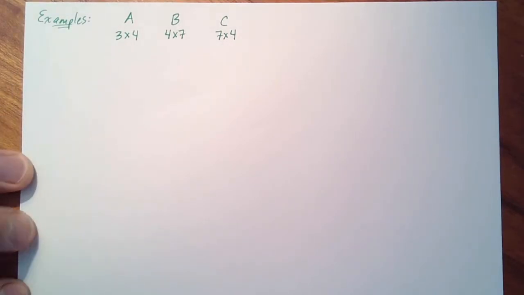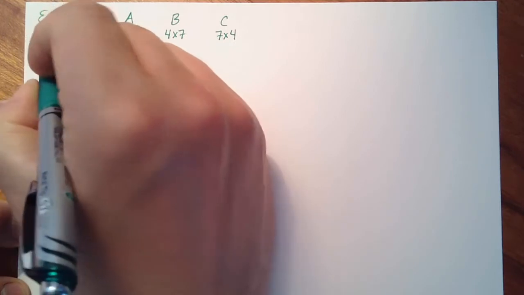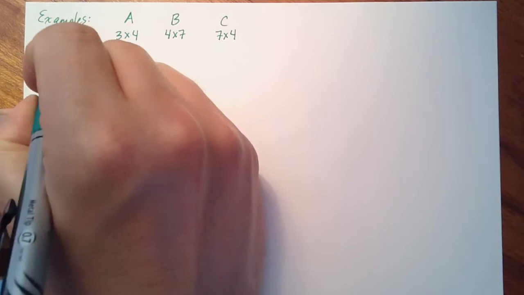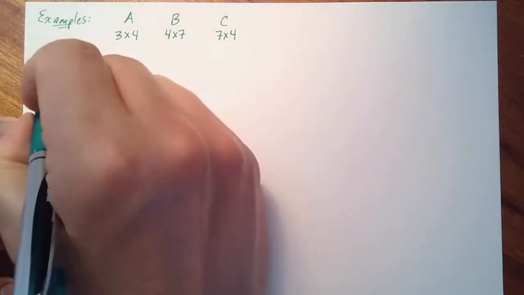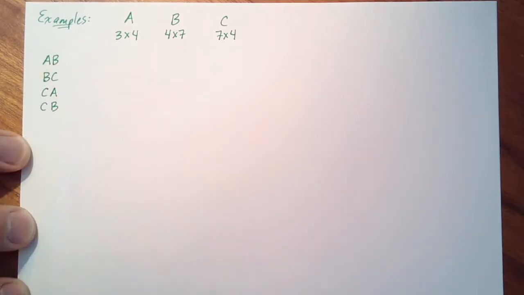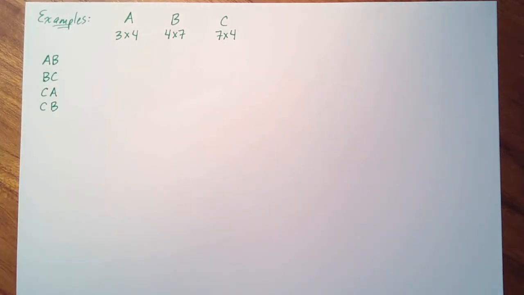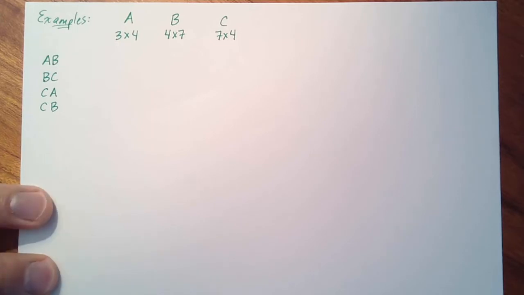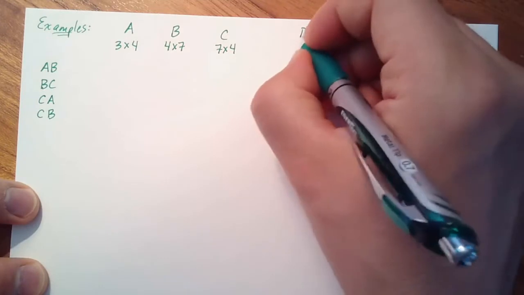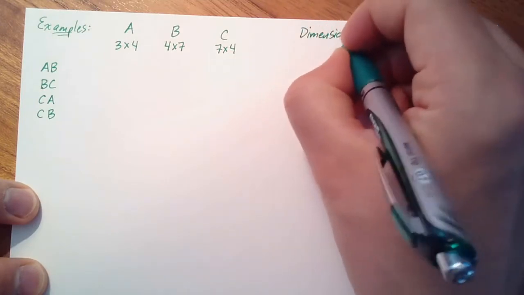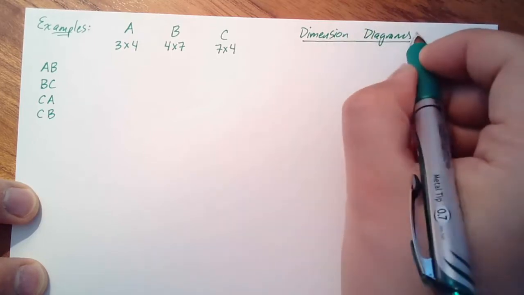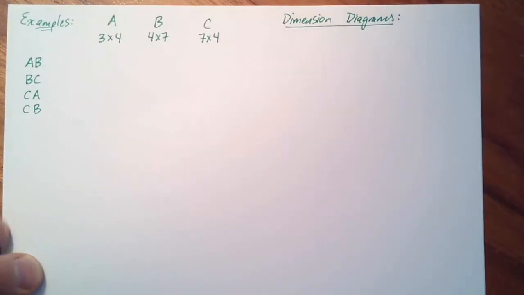And let's say we wanted to compute some products. Let's say I wanted to compute the product AB, the product BC, the product CA, and the product CB. Well, let's do some dimension diagrams to figure out what these would look like. So let's do that over here. Dimension diagrams. Just a reminder that that's what these are that I'm drawing over in the upper right corner.